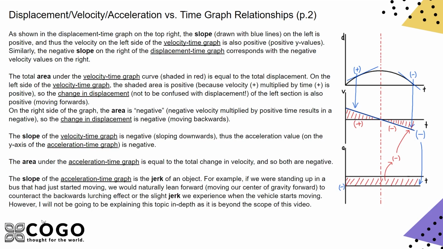For example, if we were standing up in a bus that had just started moving, we would naturally lean forward, moving our center of gravity forward to counteract the backwards lurching effect or the slight jerk we would experience when the vehicle starts moving. However, I will not be explaining this topic in depth as it is beyond the scope of this video.